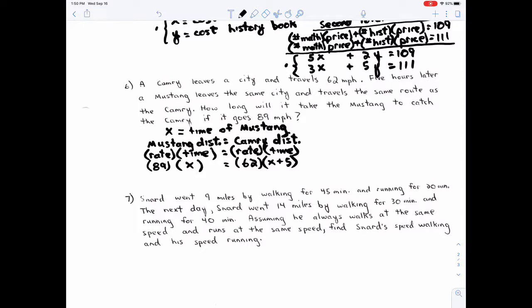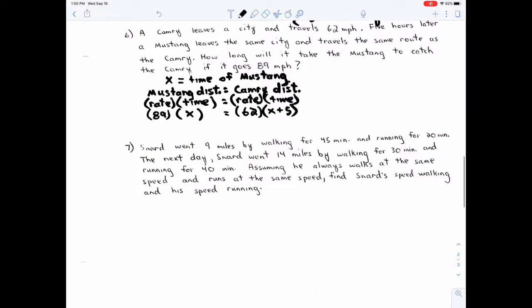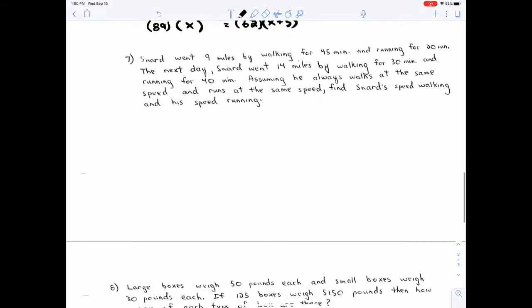Notice here I only needed one variable. There's nothing particularly unusual about this. We did this back in chapter 1. Okay, what are we looking for here? SNARD, speed walking, and speed running. So we have speed walking.